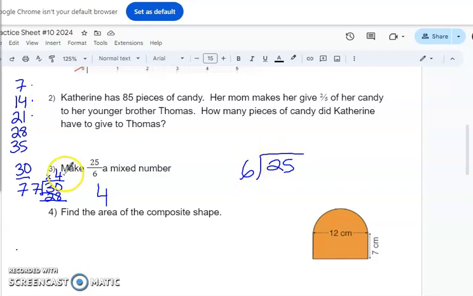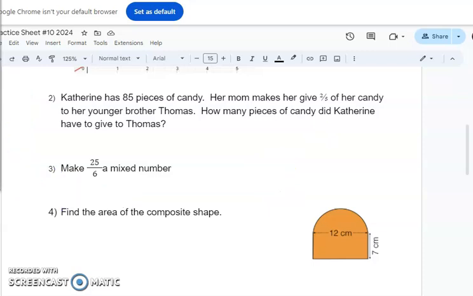Okay? Then you would put a bar. However much is left, 30 minus 28. So I know 28, 29, 30, that's 2. That goes on top. And the 7 goes on bottom. That's for this one. You need to do that. Whatever you subtract, that goes on top of the bar, and the 6 will go on bottom. Okay? Number 4.